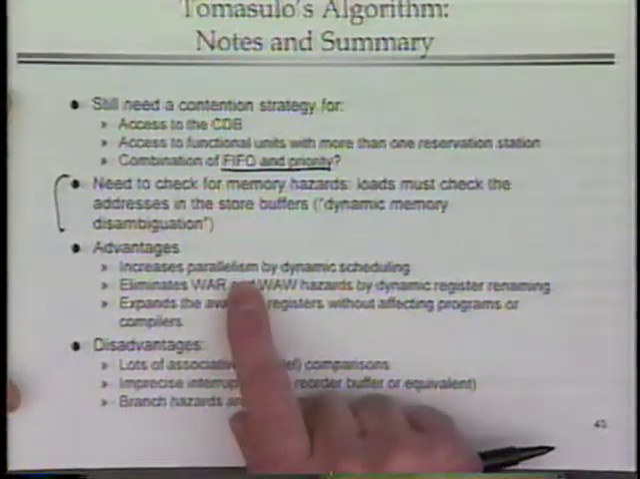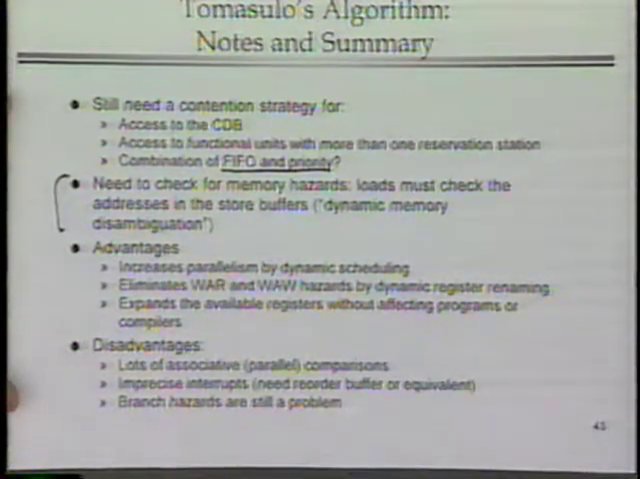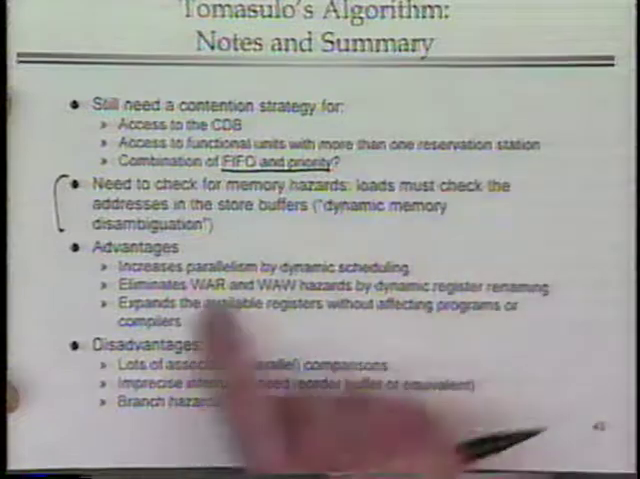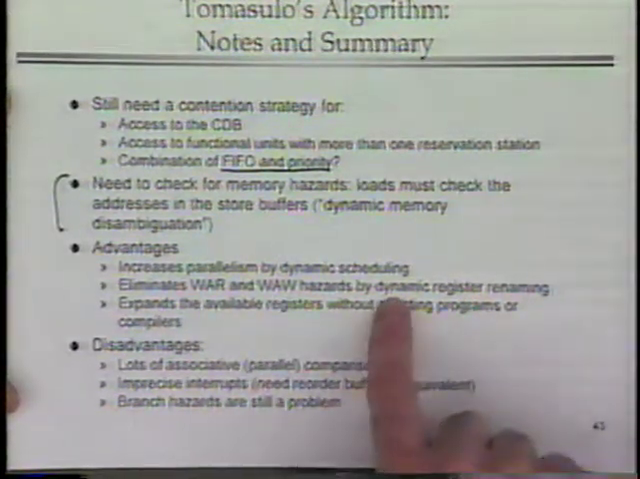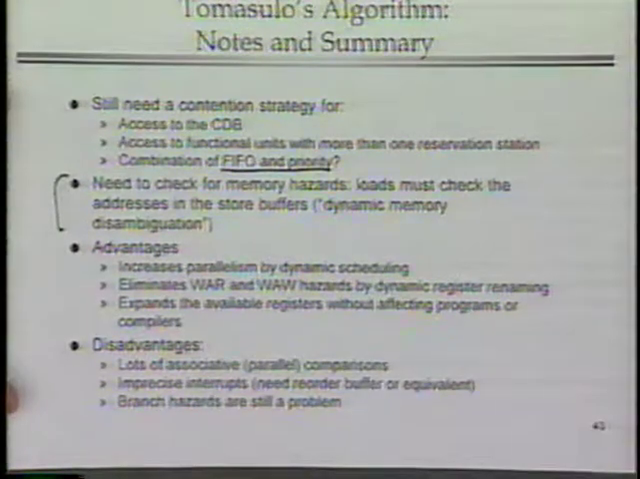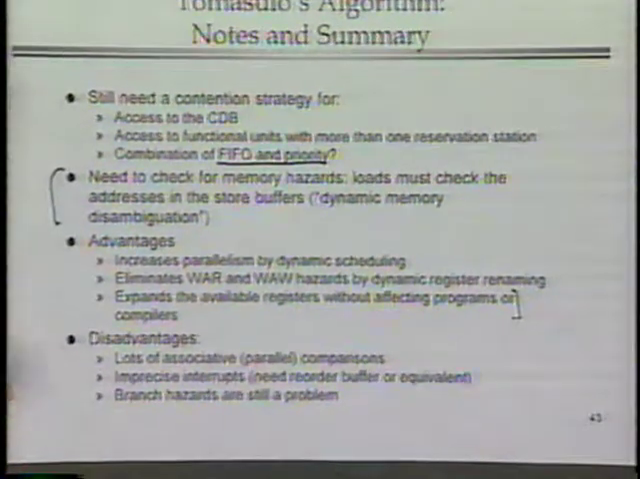Obviously, it increases parallelism because it's doing dynamic scheduling. It's executing instructions out of order based on whenever their operands happen to be ready. We've eliminated write-after-read and write-after-write hazards by, in effect, register renaming, having multiple copies of registers by storing them in the reservation units. And basically it allows you to simulate the effect of having more registers without having the compiler or the programmer having to allocate additional registers, actually use them.